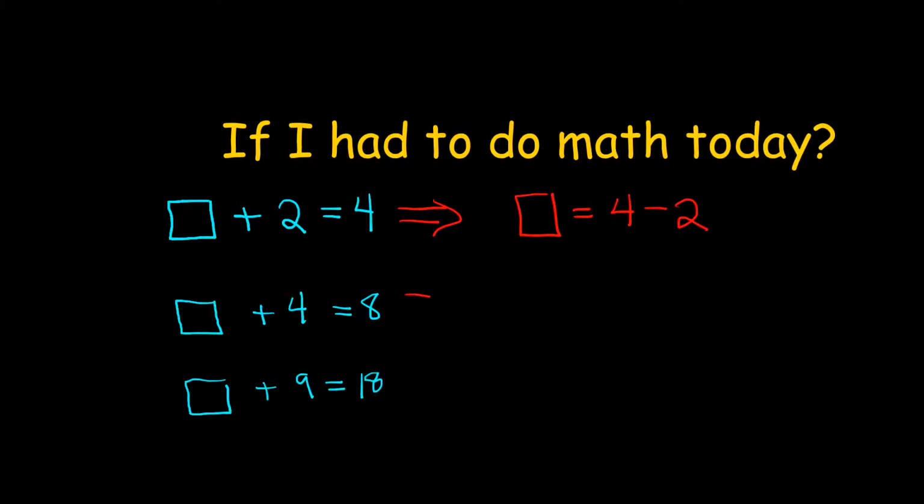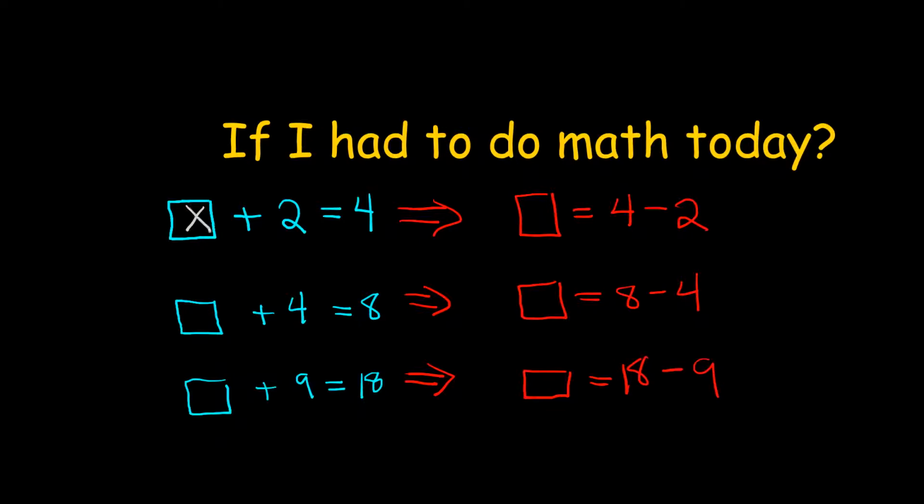So in this case, we turn this into an equation: 4 minus 2. And instead of saying what plus 4 equals 8, we say what equals 8 minus 4. And then we say, well, what equals 18 minus 9? Now, if I replaced all these what's with x's, well, guess what? You just turned this into an algebra problem.